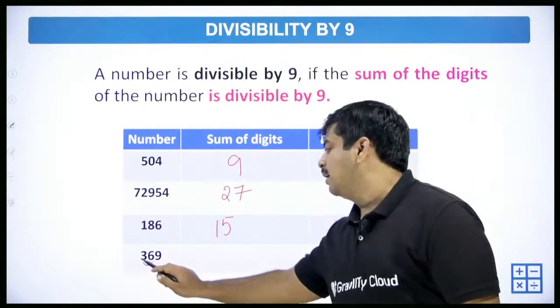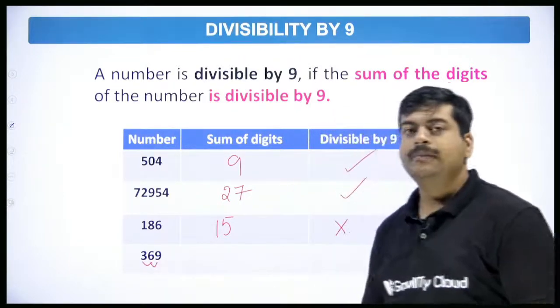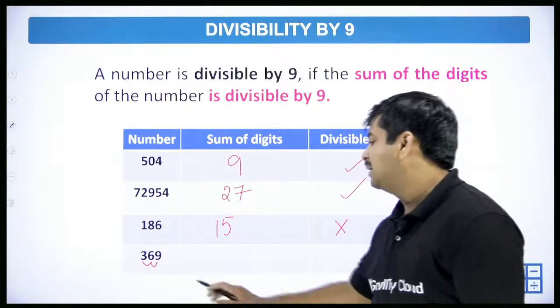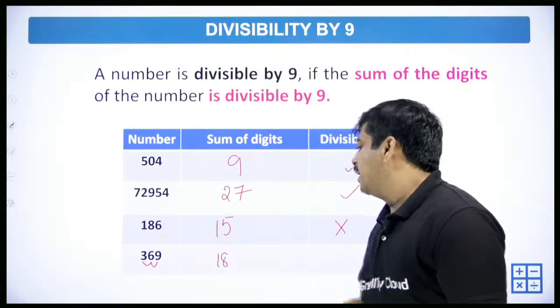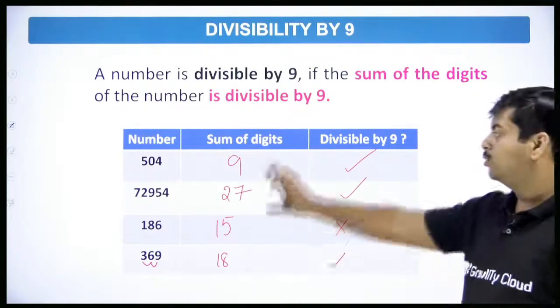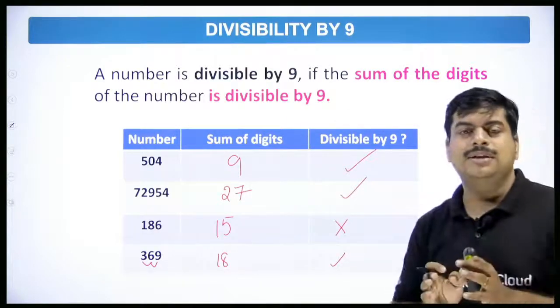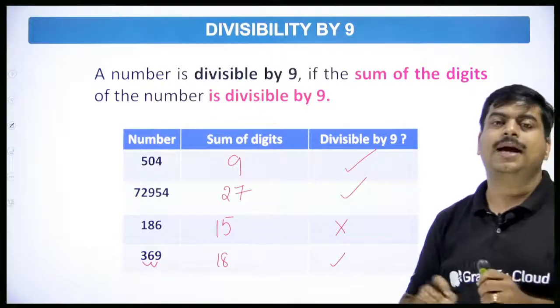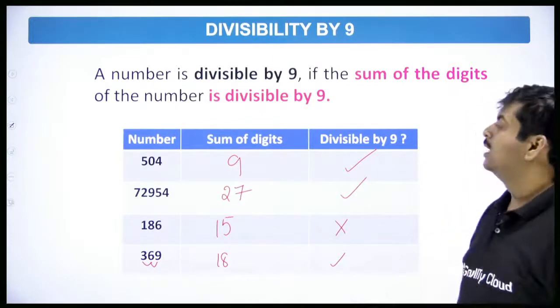369. 6 plus 3, 9. 9 plus 9, 18. 18 is again divisible by 9. Yes, that is correct. Are you understanding how to do all this? Just add the digits and see if the sum is divisible by 9, yes or no. Okay, so let's move ahead.